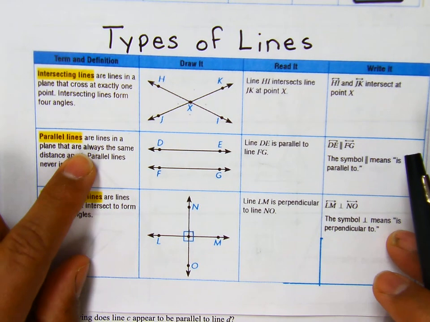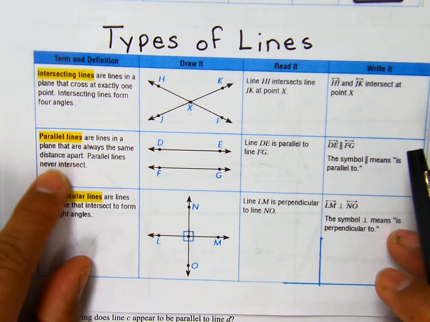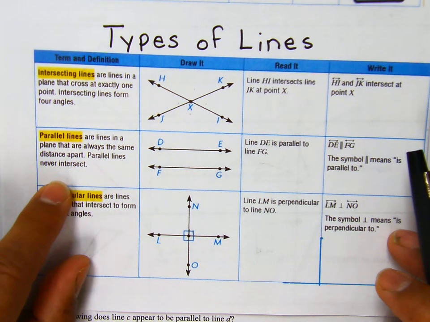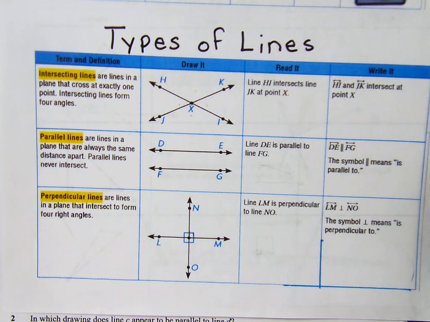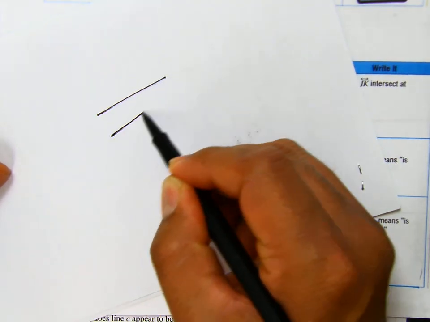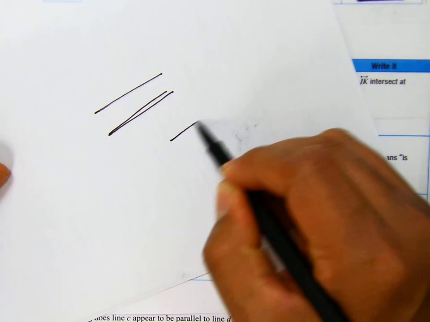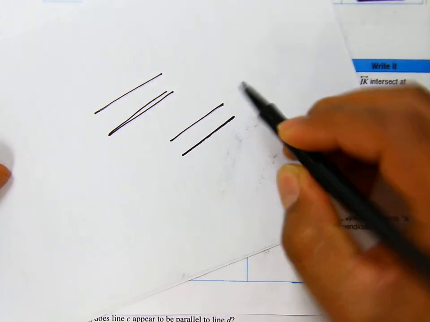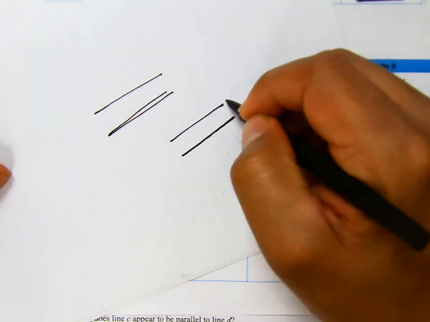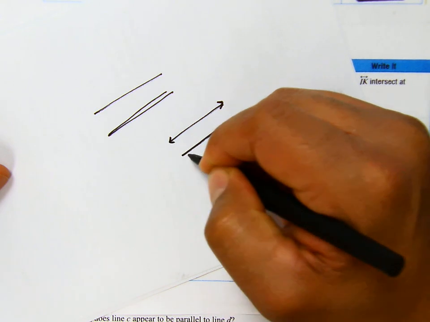Parallel lines are lines in a plane that are always the same distance apart. Parallel lines never intersect. So parallel lines are always the same distance apart. Those are not. They're the same distance apart and they don't meet, they don't intersect.